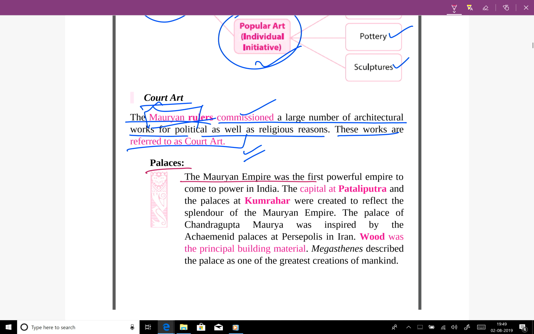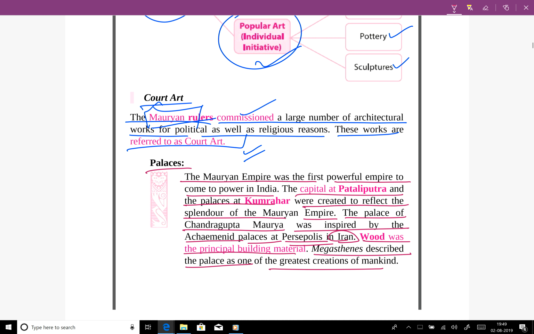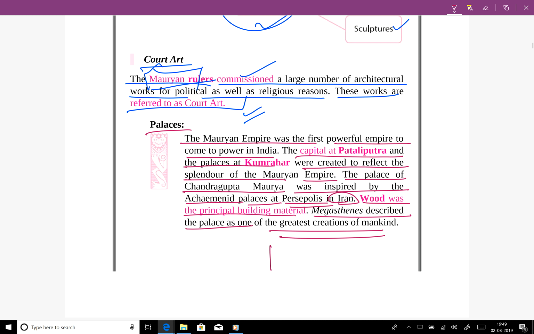Palaces. The Mauryan Empire was the first powerful empire to come to power in India. The capital Pataliputra and the palaces of Kumrahar were created to reflect the splendor of the Mauryan Empire. The palace of Chandragupta Maurya was inspired by the Achaemenid palaces of Persepolis in Iran. Wood was the principal building material. Megasthenes described the palace as one of the greatest creations of mankind. Megasthenes was the traveler who came to India during the Mauryan period.